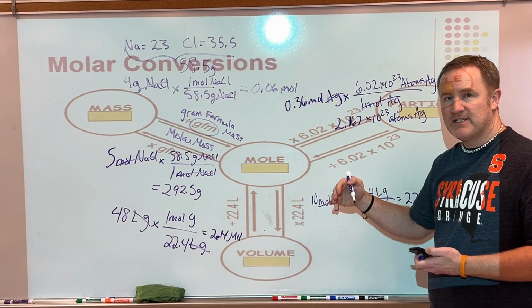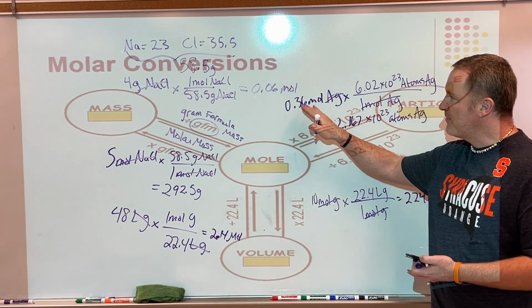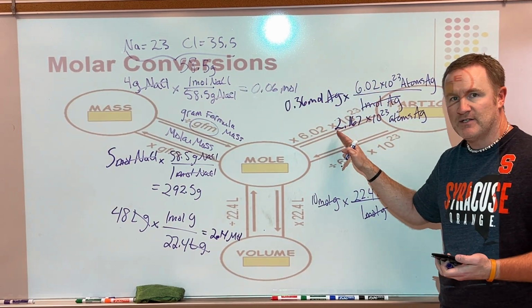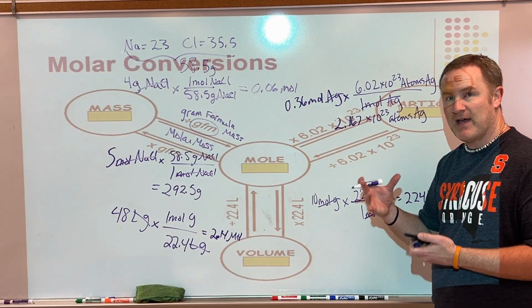And that should make sense. If a whole mole has 6 times 10 to the 23rd, then about a third of a mole should have about a third of what 6 is. And a third of what 6 is, obviously, is 2. So it should make sense as you're going through and looking at those numbers mathematically.